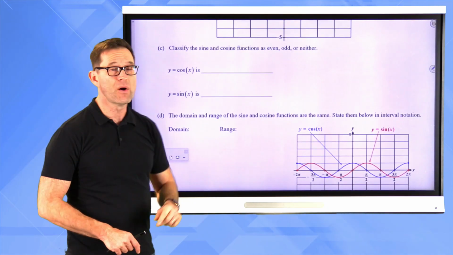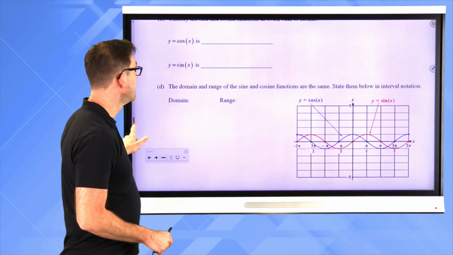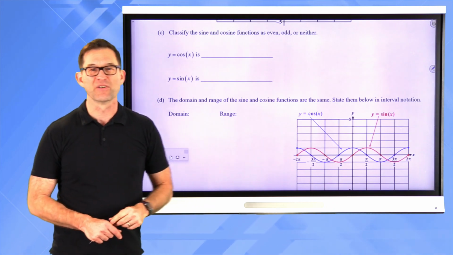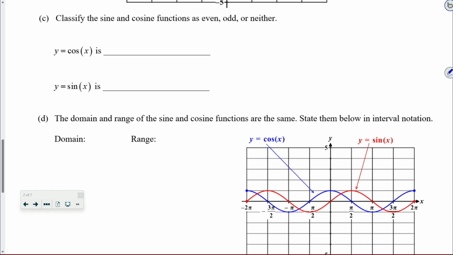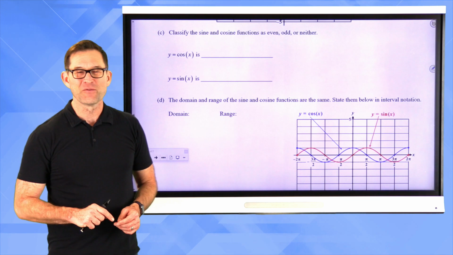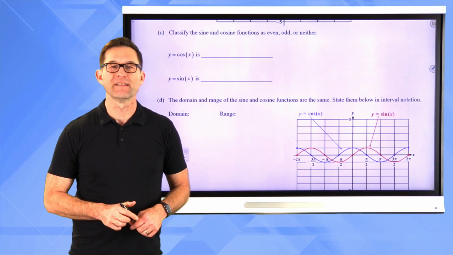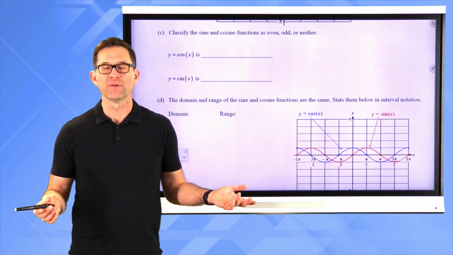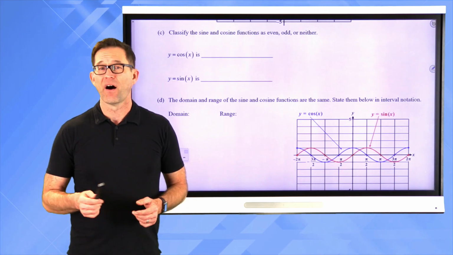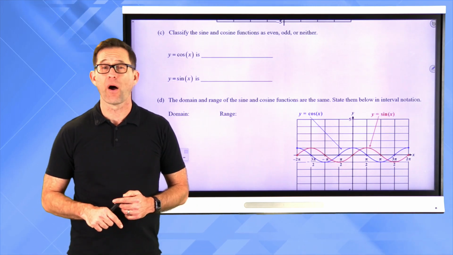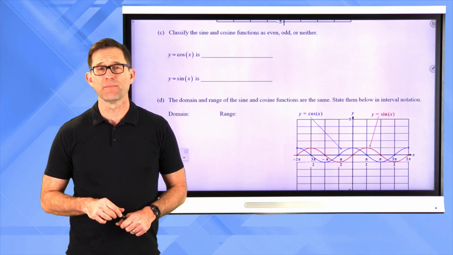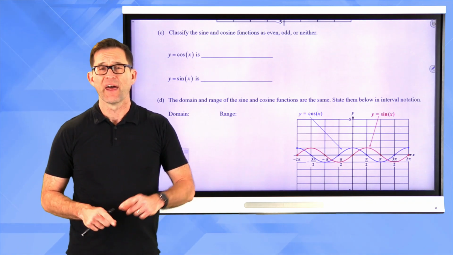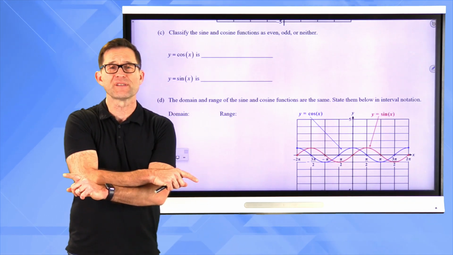Now, let's keep going. And actually, let's bring a nicer picture up there. So, letter C. Classify the sine and cosine functions as even, odd, or neither. Remember, even functions say that for opposite inputs, we get the same output. And odd functions say for opposite inputs, we get opposite outputs. Also remember, even functions have symmetry across the y-axis, and odd functions have symmetry across the origin.